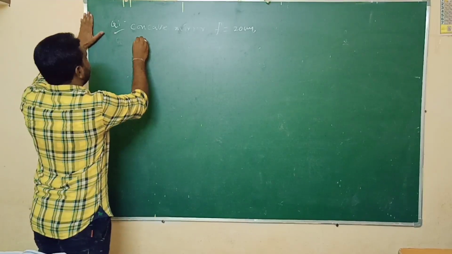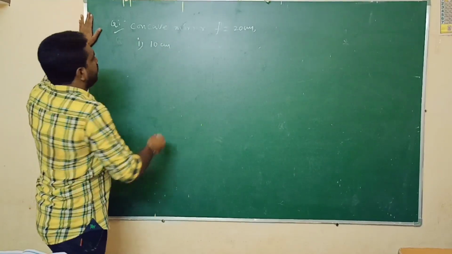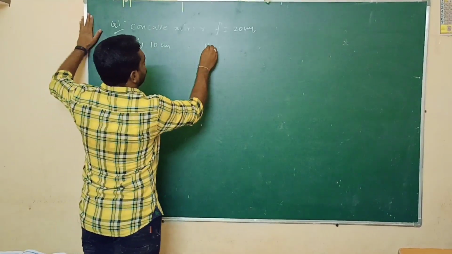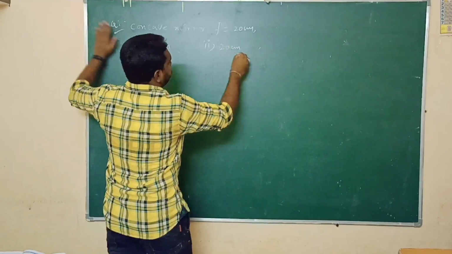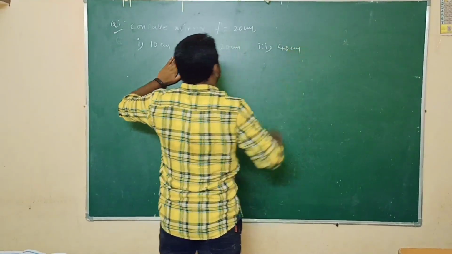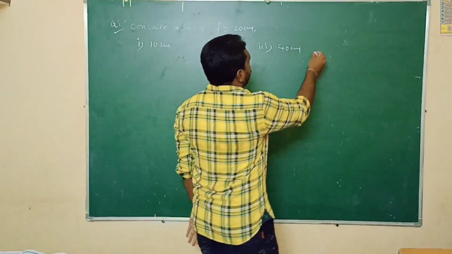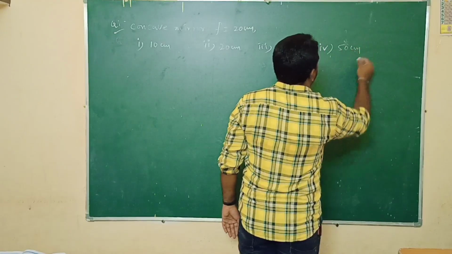So this one is number 1. Object is placed at 10 centimeters distance. Next, number 2, it is placed at 20 centimeter distance. Number 3, it is placed at 40 centimeters distance. And next, number 4, it is placed at 50 centimeter distance.